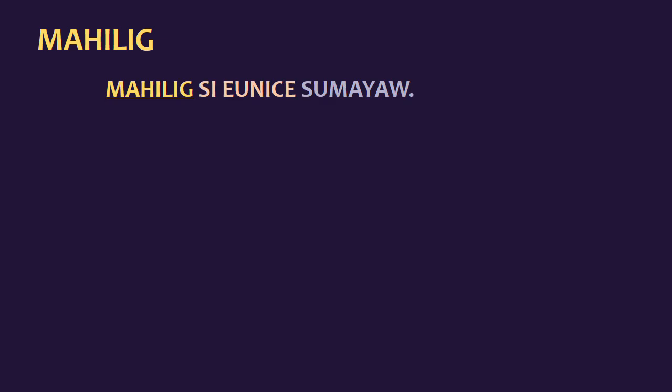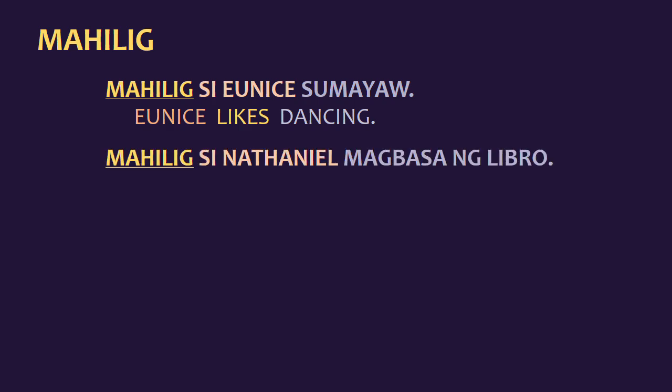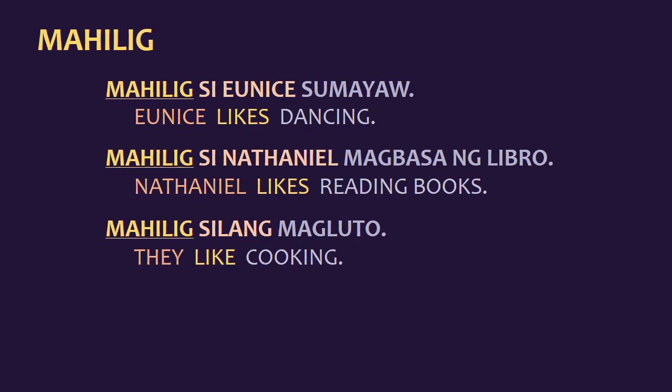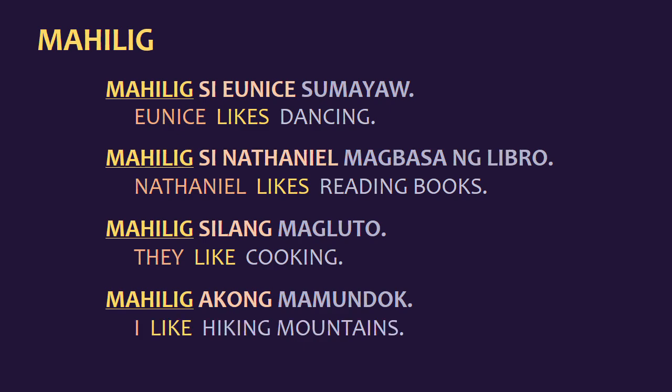Okay, how about hobbies? Mahilig si Eunice sumayaw. Eunice likes dancing. Mahilig si Nathaniel magbasa ng libro. Nathaniel likes reading books. Mahilig silang magluto. They like cooking. Mahilig akong mamundok. I like hiking mountains. Okay, notice that we use the basic or infinitive forms of the verbs when stating the hobbies. And this time, when stating the hobbies, we no longer used sa.